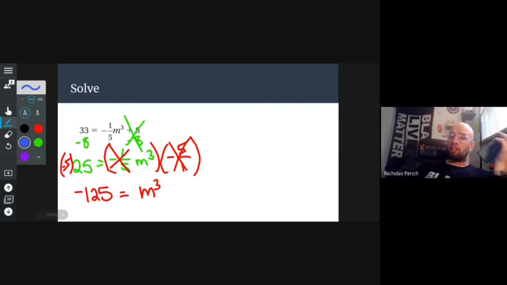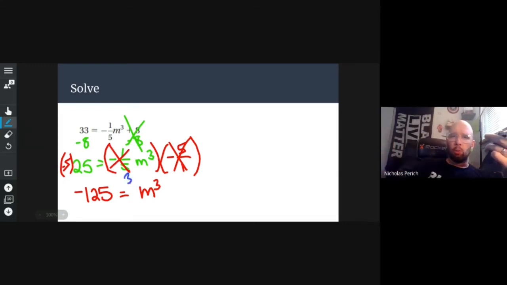Is M all by itself now? No, because I only have cubed in the way. The way I get rid of that cubed is I cube root both sides. I guess I don't need you anymore because I know what I'm doing. Cube root both sides. And the cube root of a negative is a negative. So I get negative. The cube root of 125 is 5. And M equals that.